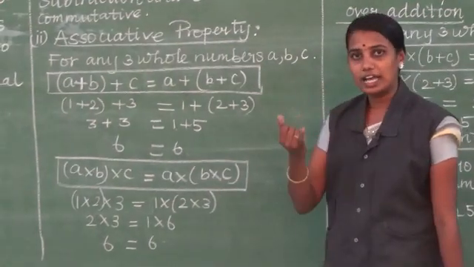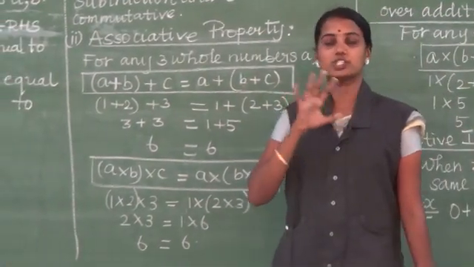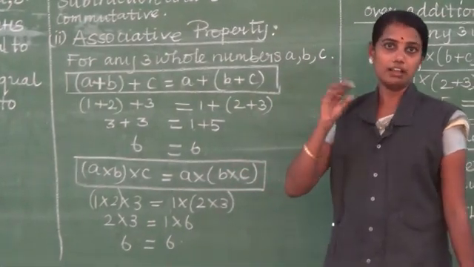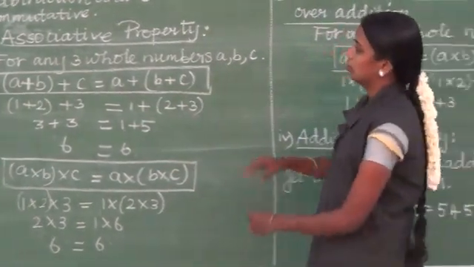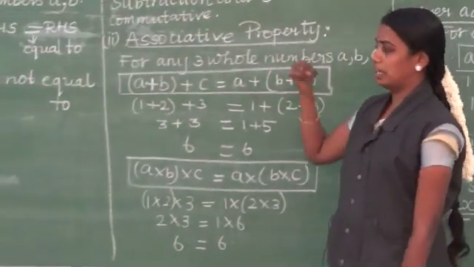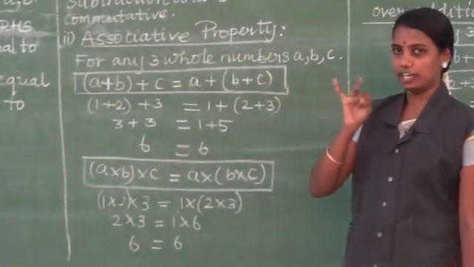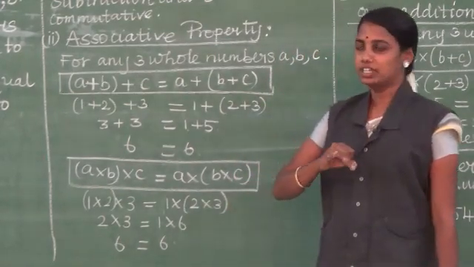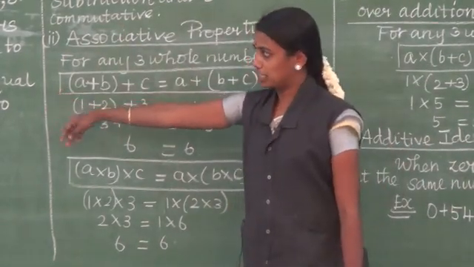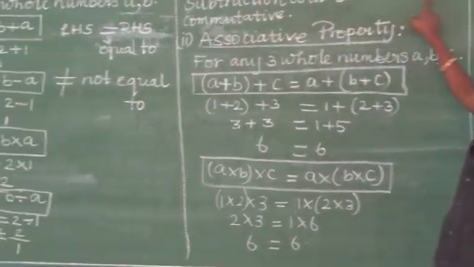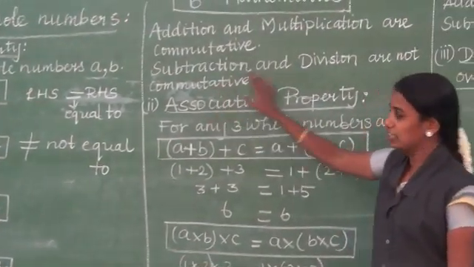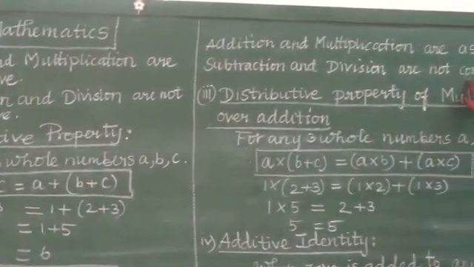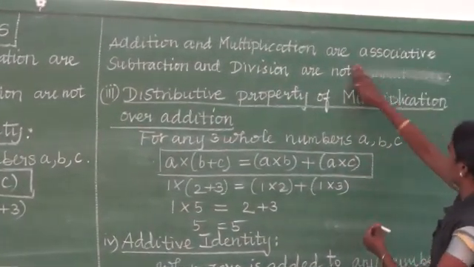When you add or multiply, if you change the grouping of the numbers, it does not affect the sum or product. Clear? When you go for subtraction and division, it will not hold. Likewise, just as subtraction and division are not commutative, in the associative property also, subtraction and division are not associative.